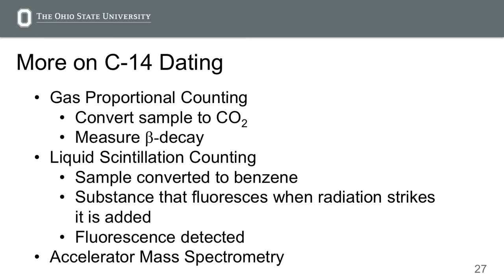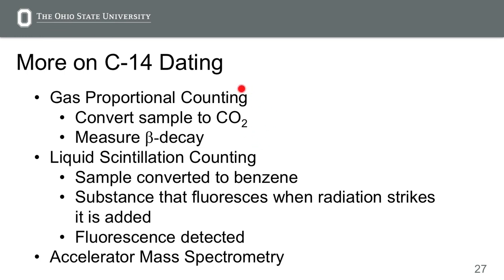Like I said, it sounds easy, like, okay, let's just go count carbon-14 in the skull or whatever, but there's a lot to it. There's a number of different ways you can actually perform the carbon-14 dating. No matter what, you have to convert a sample into something measurable. So there are 3 things we'll talk about just really briefly here: gas proportional counting, liquid scintillation counting, and then accelerator mass spectrometry.